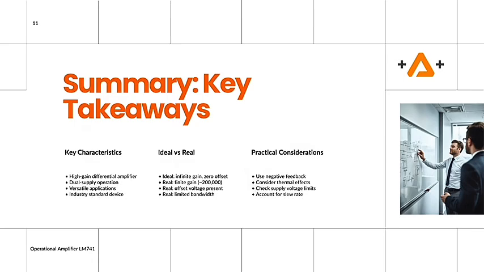The input voltage range defines the limits within which the amplifier can operate correctly. For the LM741, this range is typically around plus and minus 12 to 13 volts. Temperature is also an important factor. The LM741 can operate over a wide temperature range, depending on the version, and temperature variations can affect its performance.